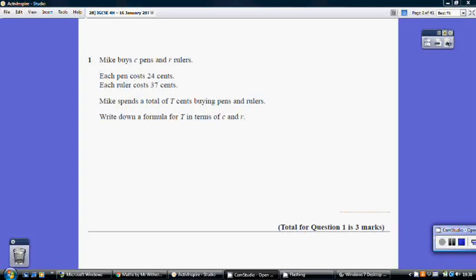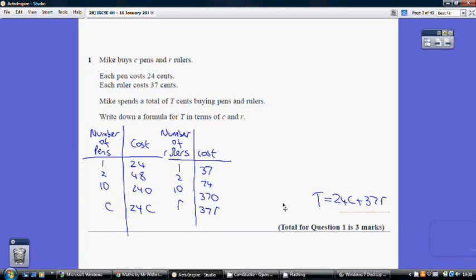Question 1. So a lot of people just learn how to do these, so they just learn that it's the 24 lots of pens, the 24C plus 37 R's, because the rulers cost 37, and that's what T equals. So you can just learn this, T equals 24C plus 37R. But I'll just quickly run through it if you want to properly understand it.